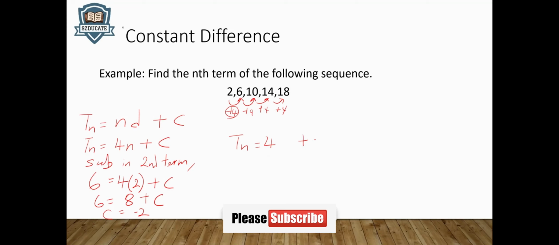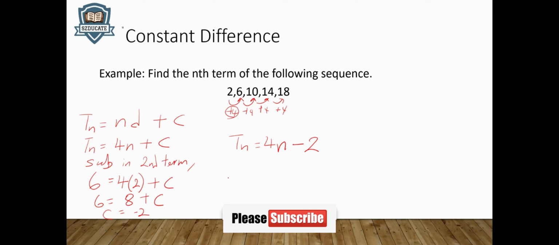4n plus, no, sorry, not plus, it's a minus. How come my n keeps getting erased? What's happening? Okay, 4n minus C. Sorry, minus 2. So my formula is Tn equal 4n minus 2.